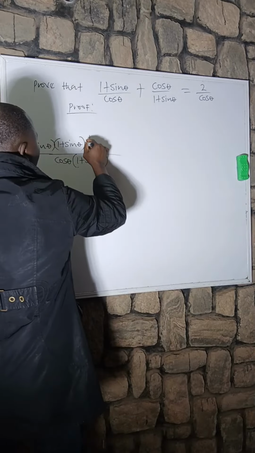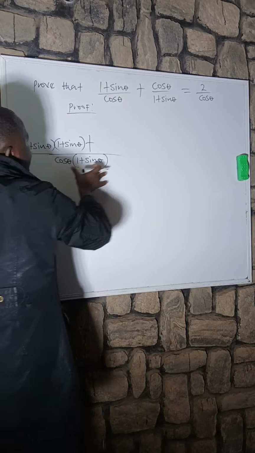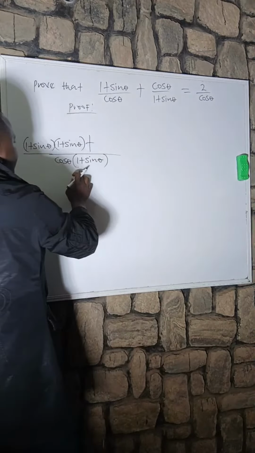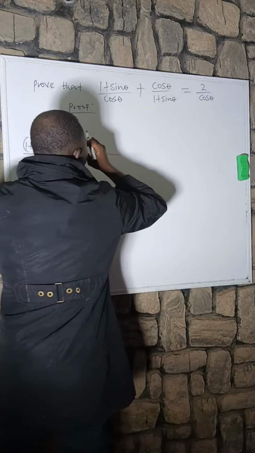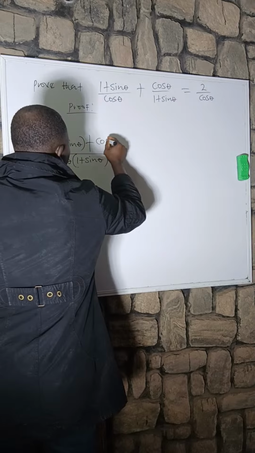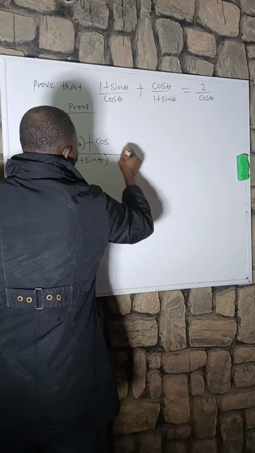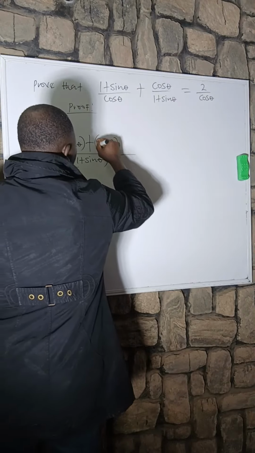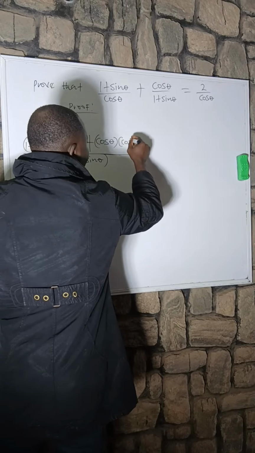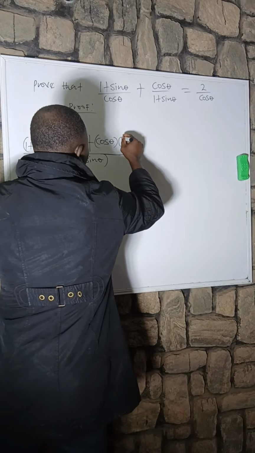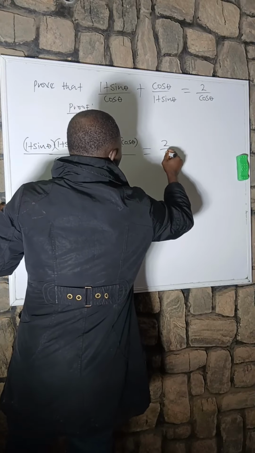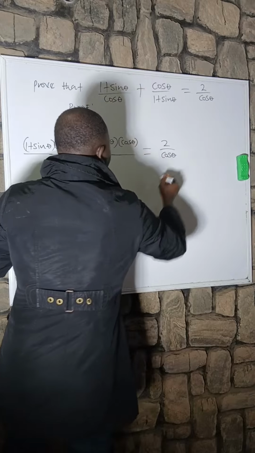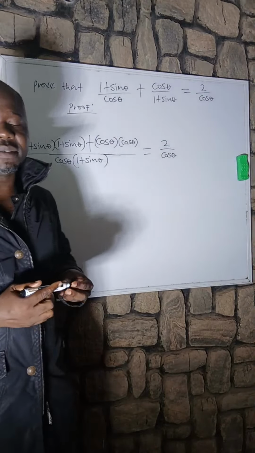What do we have here? Plus this to divide this, and this will cancel. We are going to have cos theta times cos theta. Then this will be equal to 2 all over cos theta. Do you agree with me?